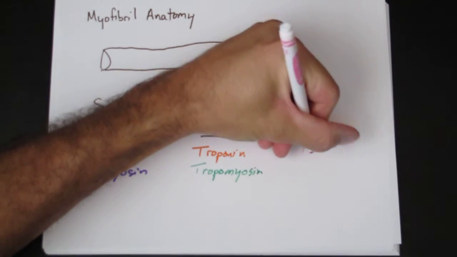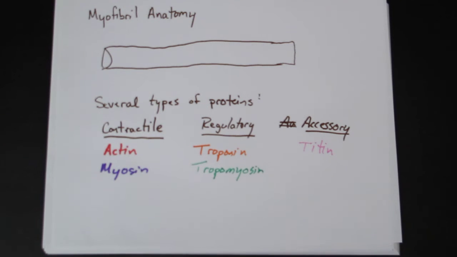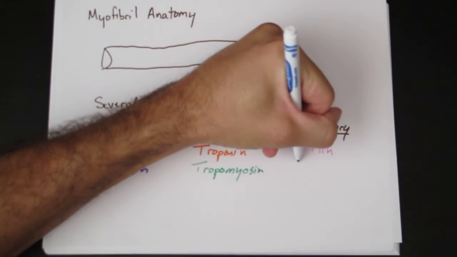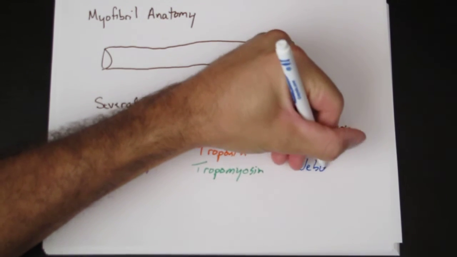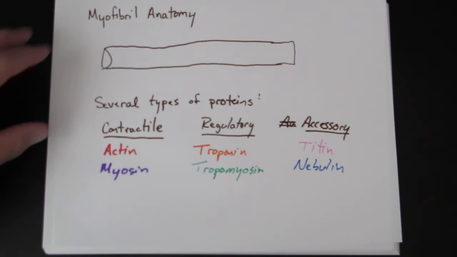We have one called Titin, which is named after one of the moons of, I believe it's Saturn. And then we have a protein called Nebulin. Right? So all in all, we're looking at six proteins here, and all of these are going to be really important for muscle function. Let's go ahead and look and see how they are arranged within this myofibril.